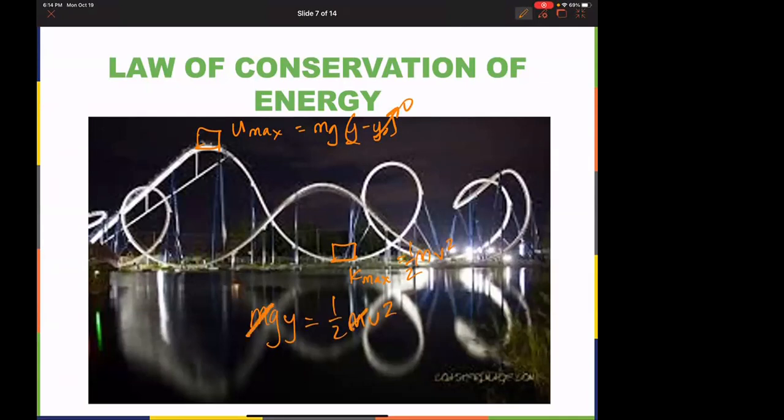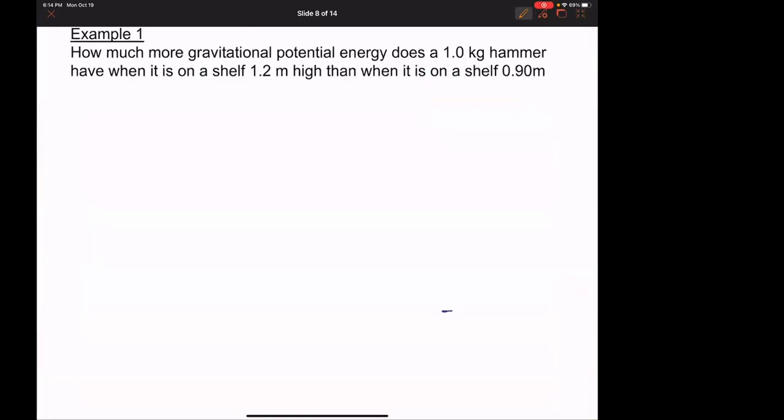These m's cancel out, and you have v squared equals 2gy. V equals the square root of 2gy, or h. A lot of times we just call this an h for height. Whenever you see h, that means delta y. All right, so let's take a look at a problem.